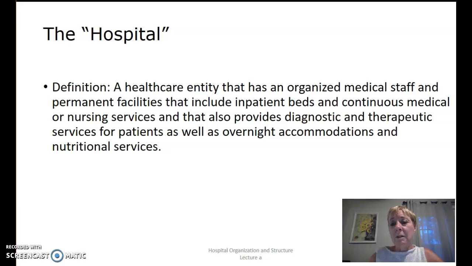That's a big definition, but basically a hospital has to have an organized medical staff. It has to have inpatient beds. It's got to provide continuous care, provides diagnostic, which diagnoses illness and injuries, and therapeutic, to treat illnesses and injuries. It's an overnight accommodation, and they have to provide dietary services.